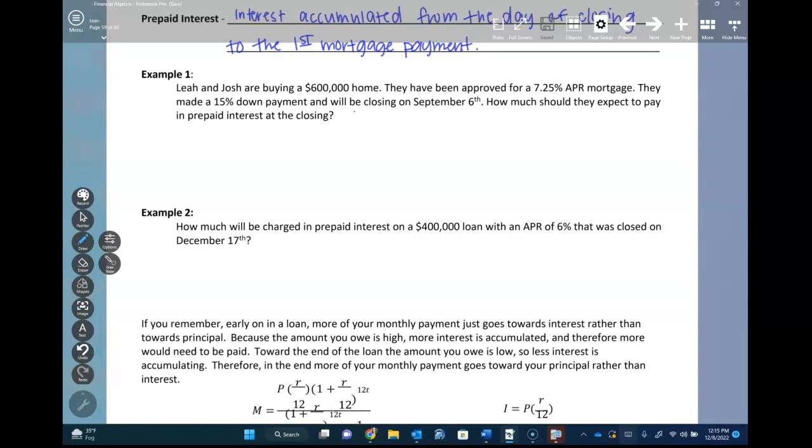So to figure out our prepaid interest, first I need to figure out how much did they put down? Well, if they put down 15%, 15% as a decimal is 0.15. So to figure out their down payment, we're going to take 600,000 times 0.15 to get $90,000. And that's a one-time payment. So they came in, they put down 15%, which is $90,000. That's our down payment.